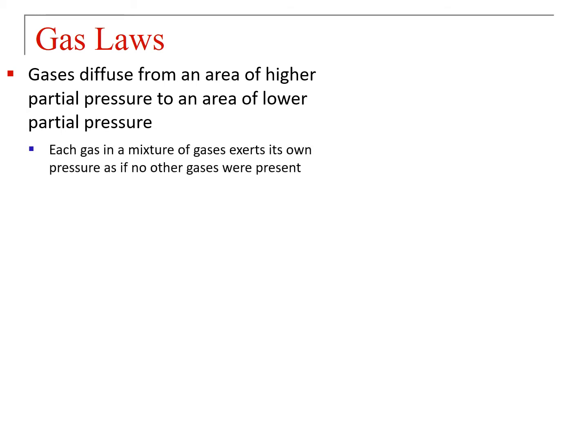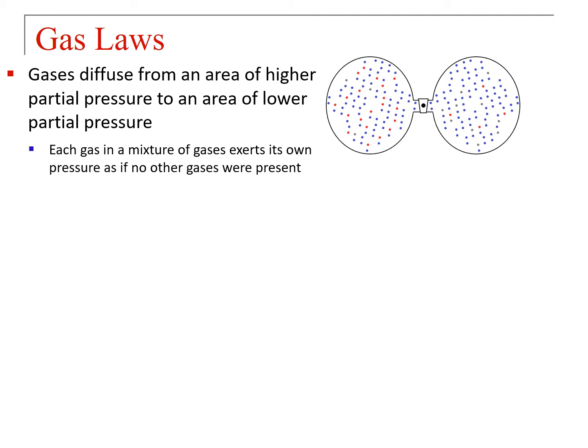Now, one thing that I said on the last slide that I hope to clear up now is that each gas in a mixture exerts its own pressure as if no other gases were present. So let's take a look at this. If this is two gas mixtures on the left and on the right, in this scenario the gas mixtures on the left and on the right have the same total pressure. They have the same total pressure. Now let's see with this gas mixture though. You've got three gases in here.